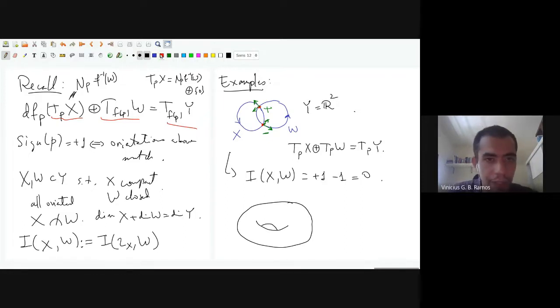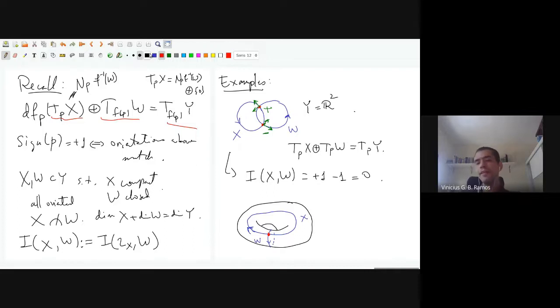So now let's say that here's one curve. Here's another curve. This is X. This is W. Okay. And then, of course, I only have one intersection point. They intersect transversely. And then we have to check the sign.